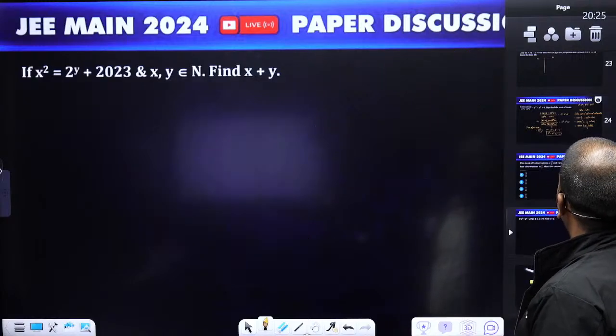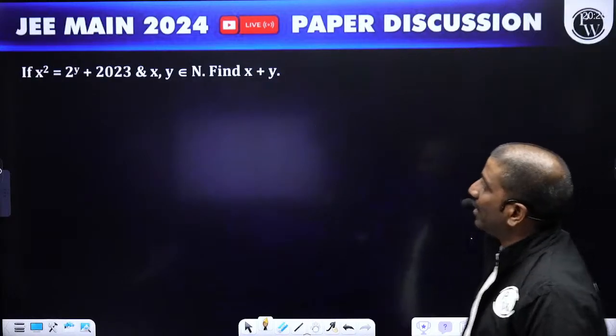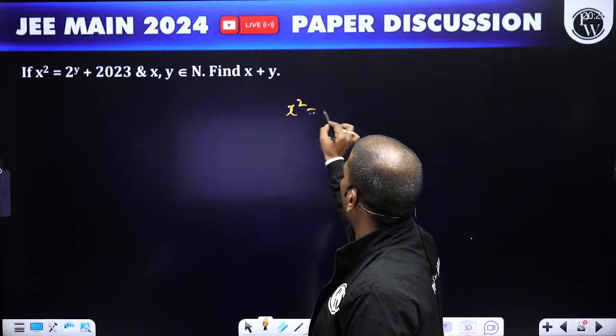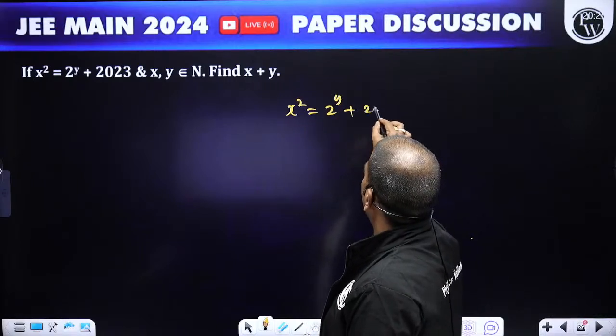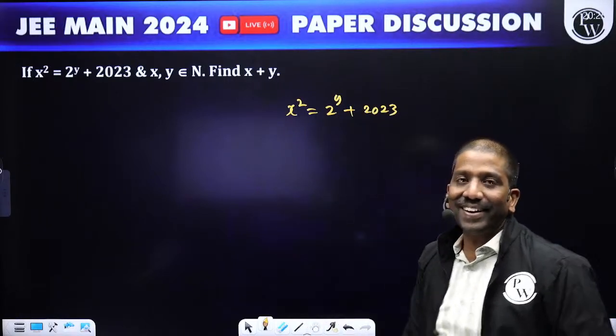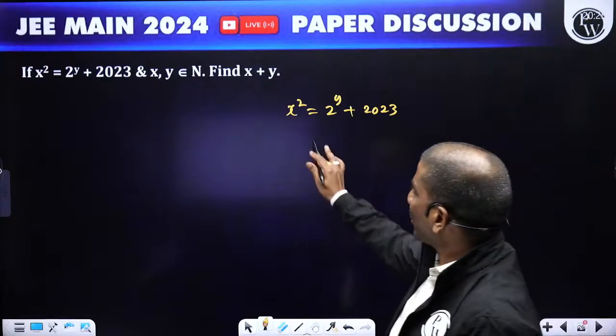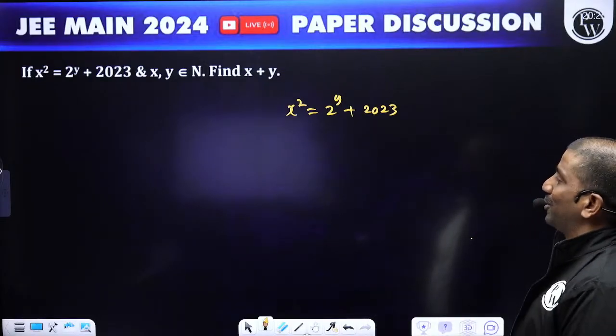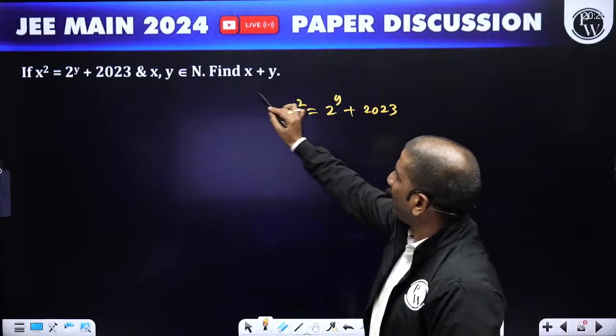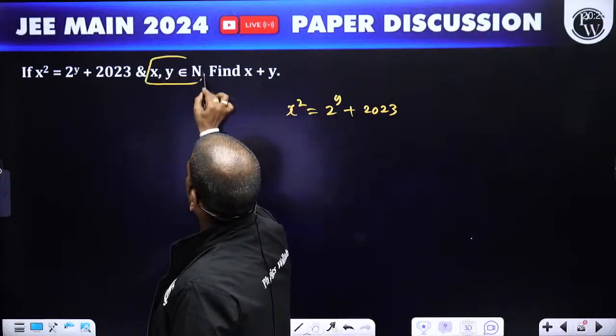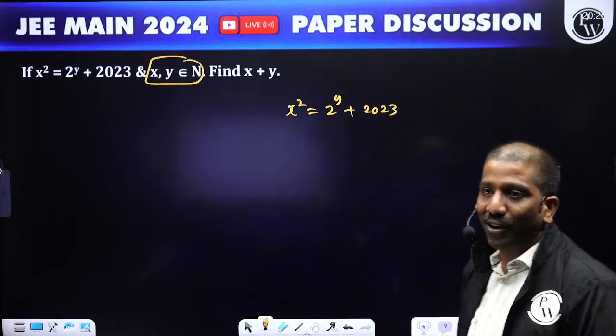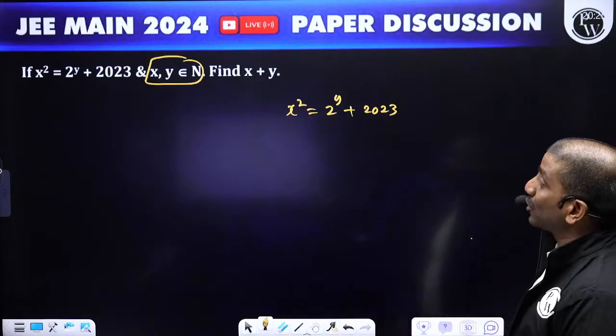And one more interesting question here, finally. x squared is equal to 2 power y plus 2023. Once observe, it is a square. The key point is x, y belong to N.